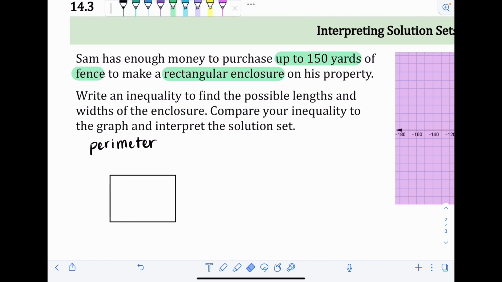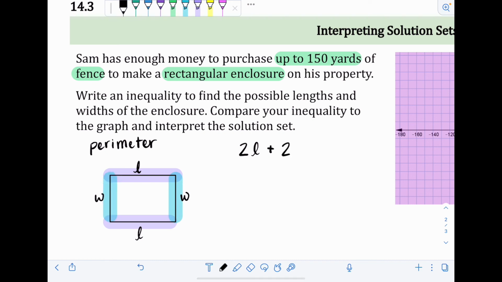You can find perimeter by adding all four sides, so length plus width plus length plus width, but there is a formula. So we say perimeter is, instead of length plus width plus length plus width, 2L because there's two L's, and then plus 2W since there's two W's. And then that is equal to the perimeter.